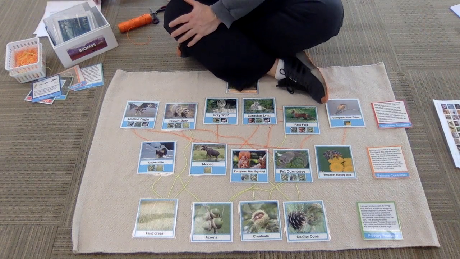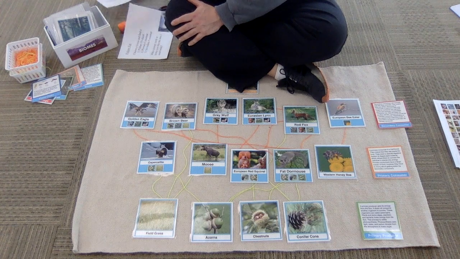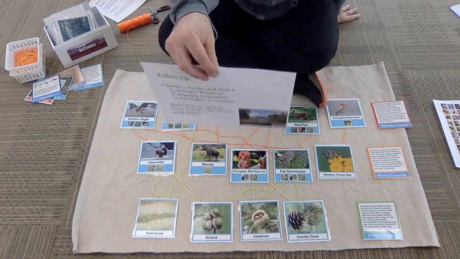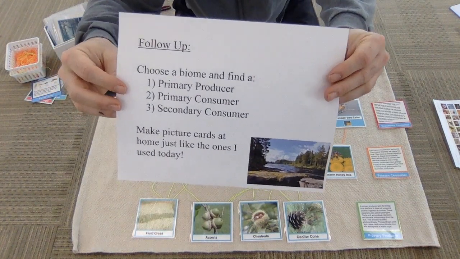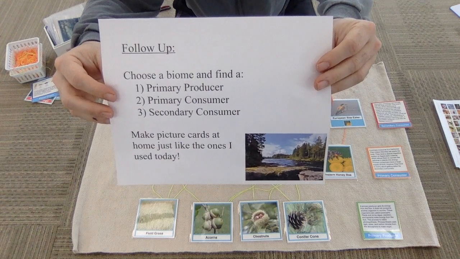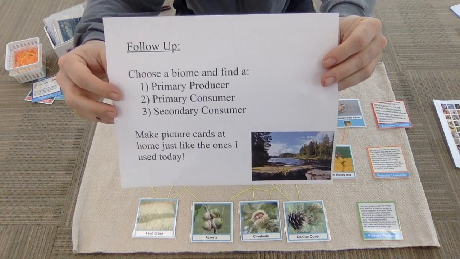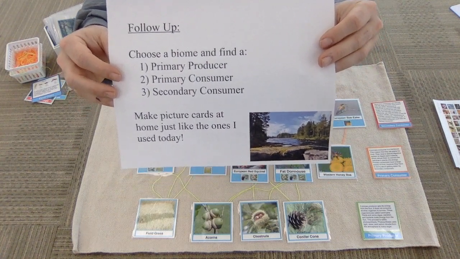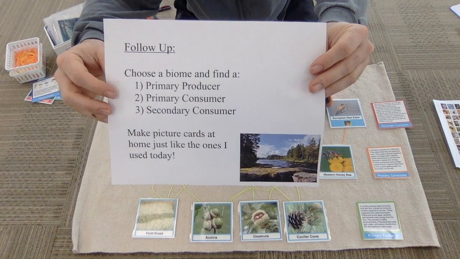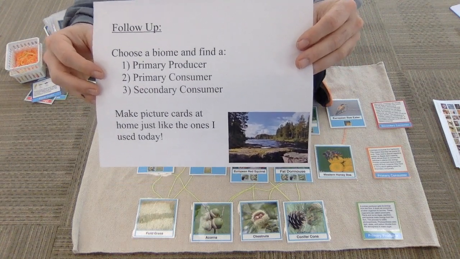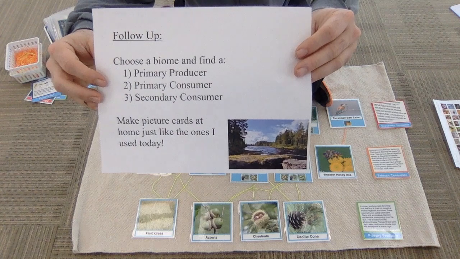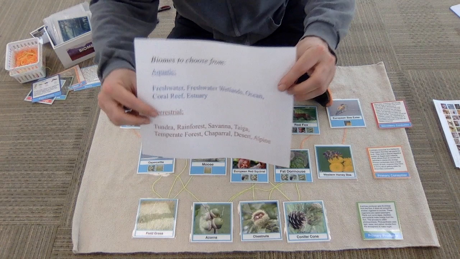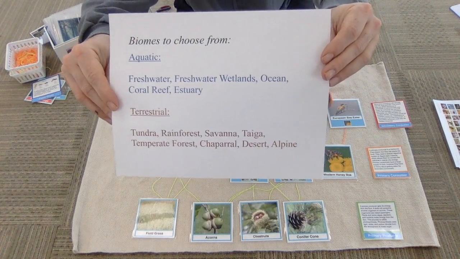But let's talk about follow-up activities. What I mentioned earlier is that I want you to choose a biome and find a primary producer, a primary consumer, and a secondary consumer, and make picture cards at home just like the ones I used today. I highly recommend you turn it into an art project as well. Remember, you're going to have one producer, one primary consumer, and one secondary consumer. And here are the biomes you have to choose from. We're going to be doing more research into biomes, but choose one that you think is interesting to you.